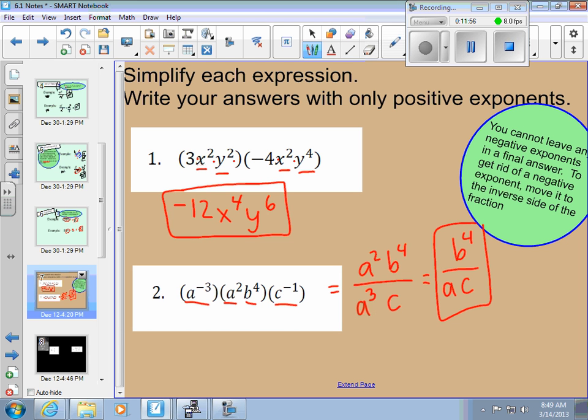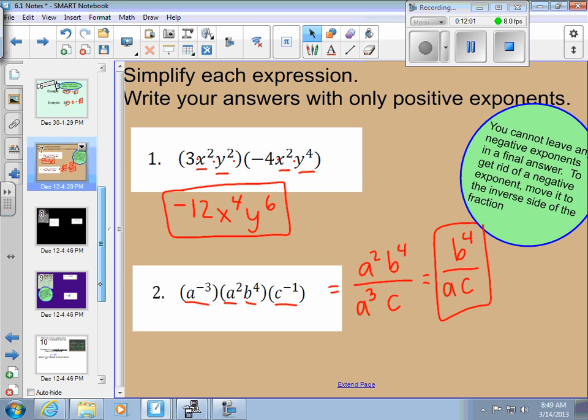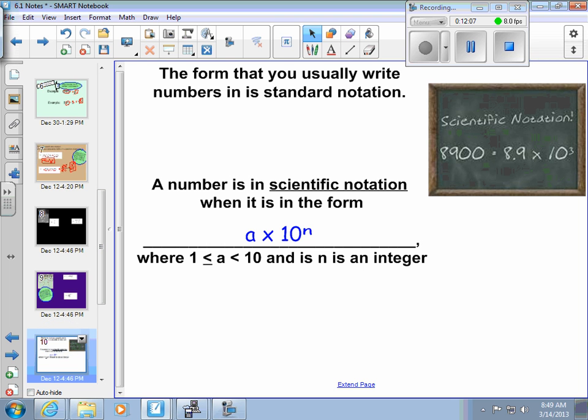All right, we'll try some other ones in class. Flip to the back. There's one more thing we're going to talk about here today, and that is scientific notation. The form that you usually write numbers in is standard notation. When you have really big or really small numbers, though, we use something called scientific notation. And you may have seen this before in science class. Anytime you write in scientific notation, it's written in this form, a times 10 to the n, where a is going to be a number between 1 and 10, and n is always an integer, which means a whole number.